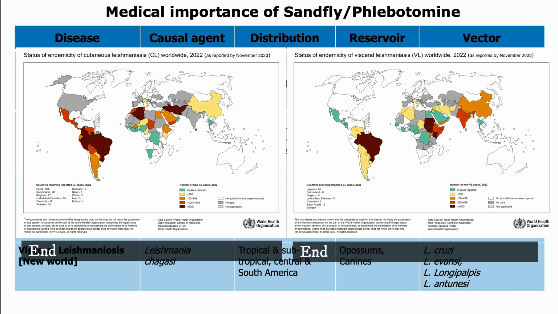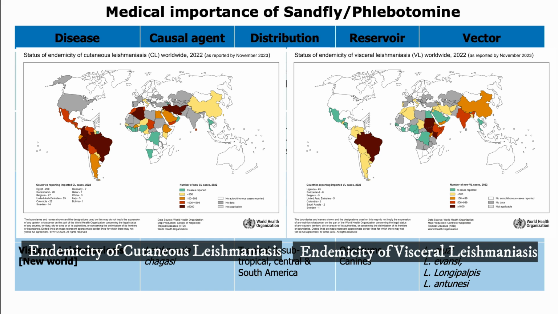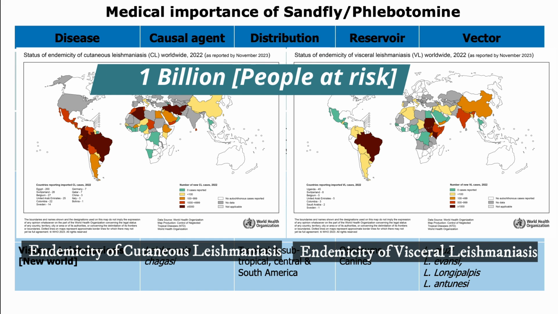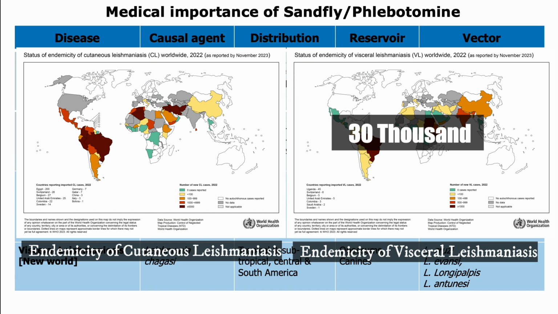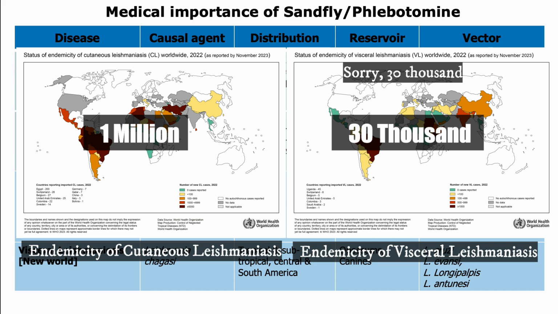You can see the global distribution of leishmaniasis. Globally, more than 1 billion people live in endemic areas who are at a great risk of this infection. An estimated 3,000 new cases of visceral leishmaniasis and more than 1 million new cases of cutaneous leishmaniasis occur annually.